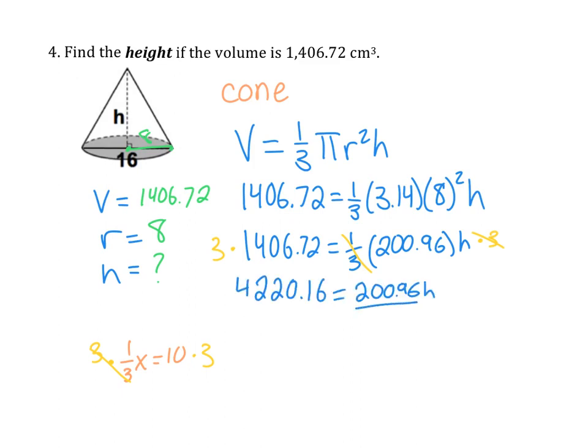And now I can divide both sides by 200.96, and I should get a much friendlier answer without a repeating decimal. The answer that you should get is 21 equals h. Therefore, my answer for the height is 21 centimeters.